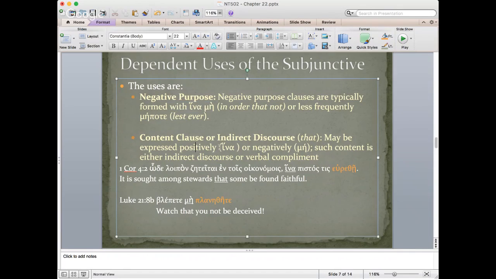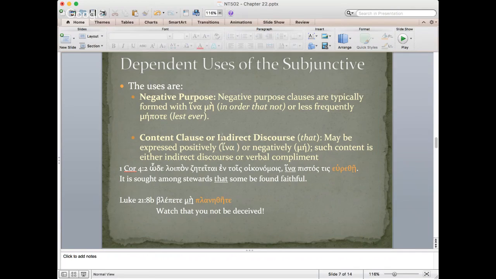Okay. Gotcha. But if you just have hina, you may be dealing with a content clause instead of a purpose, or an indirect discourse instead of a purpose. So it's not always purpose. If it's negative and it's just mē, you're dealing with either a negative content clause or negative indirect discourse. Okay, gotcha.